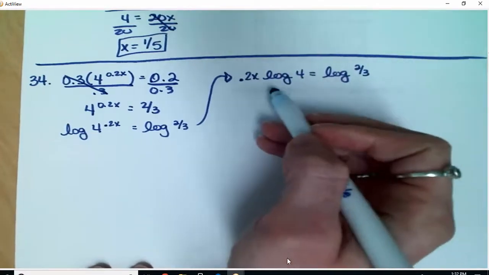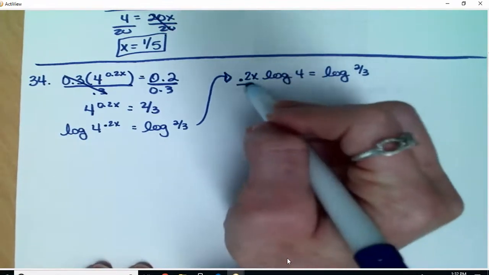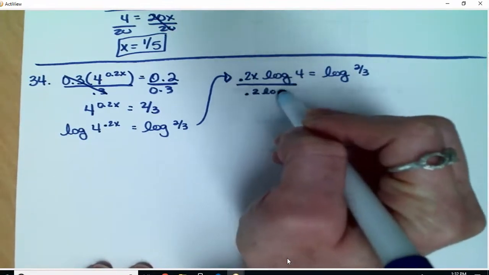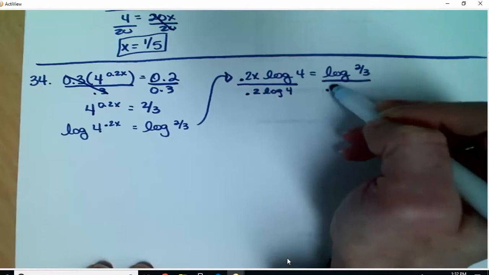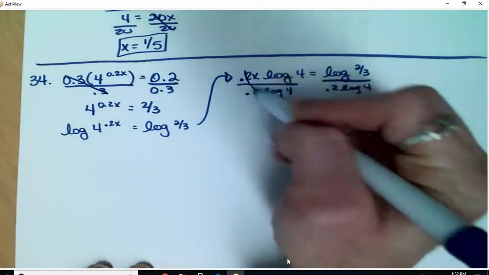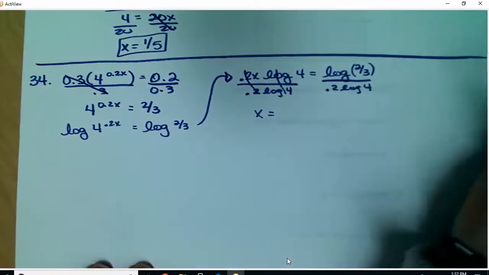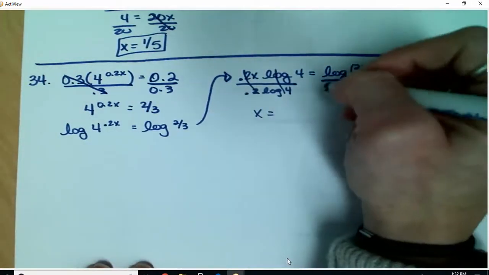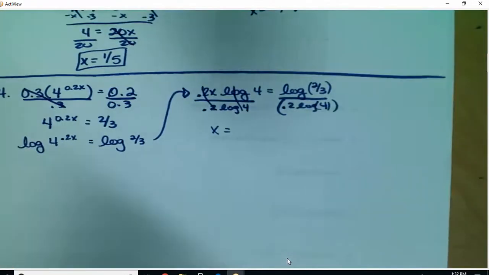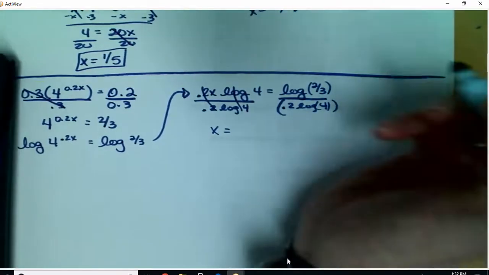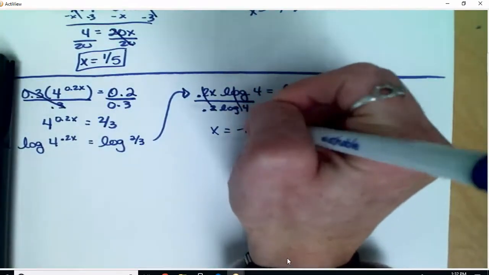So now you have x times all this stuff. So to get x by itself, we just divide by everything we don't want. So I'm dividing by the 0.2 and the log 4. Do be careful when you put this in your calculator. Every time you push a log button, it opens a parenthesis, so you have to close it. You also need a second set around your entire denominator because there's more than one thing on that. And so we get -1.4624.